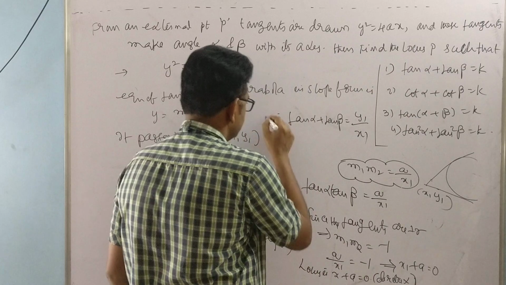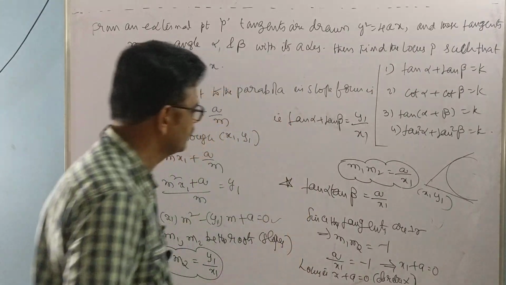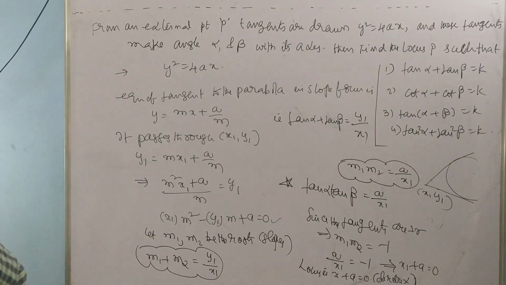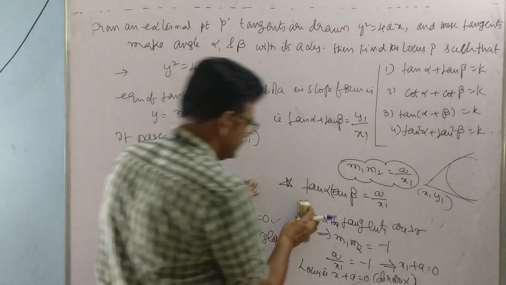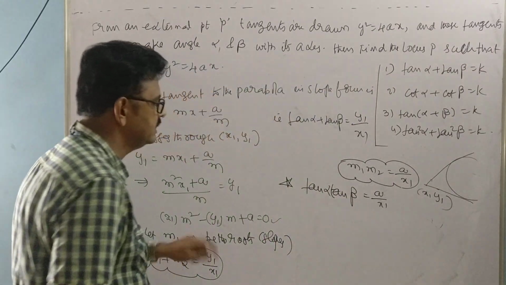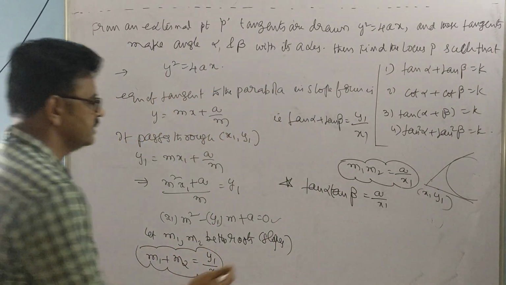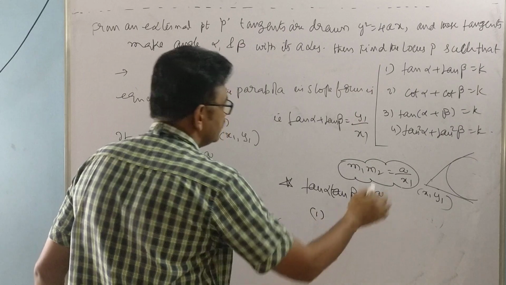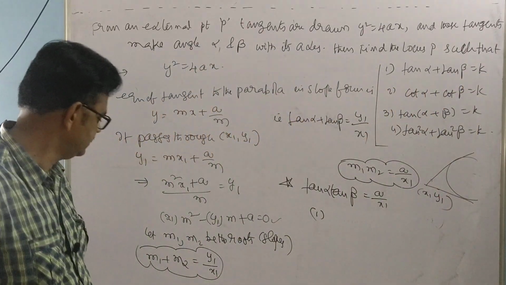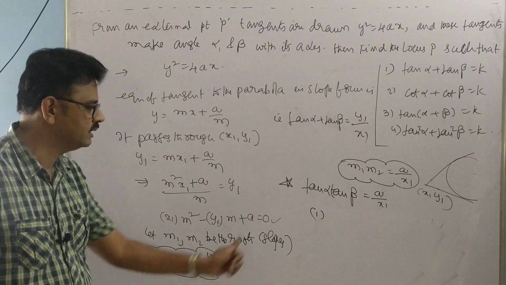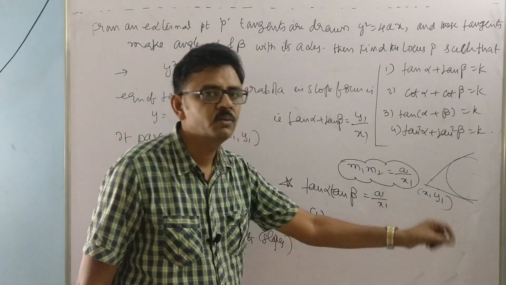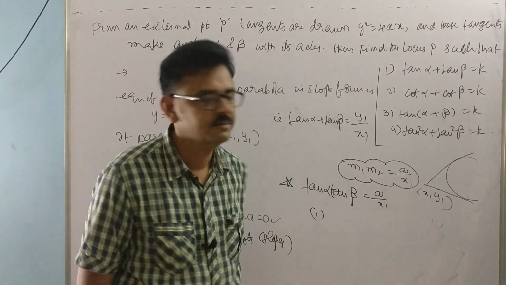So these are the points. If the tangents are perpendicular, leave it for now. Now what is the first question? Tan alpha plus tan beta equal to K. What is tan alpha plus tan beta? y1 by x1 equal to K. Therefore, y is equal to Kx. That is the locus. That is for a 7 marks question.